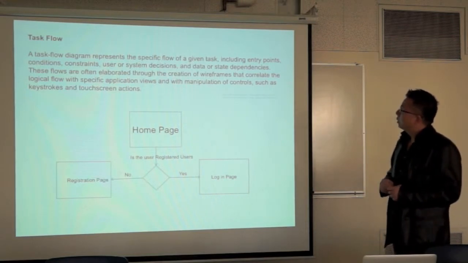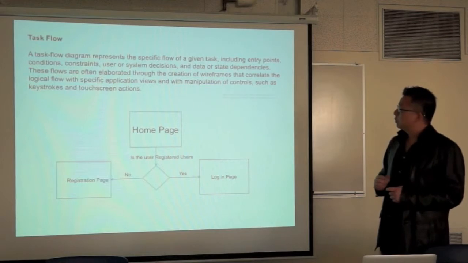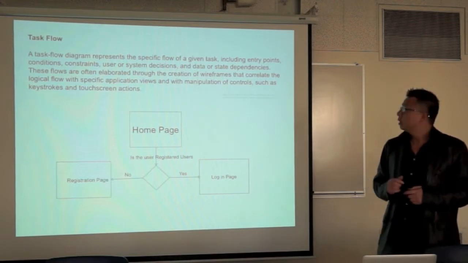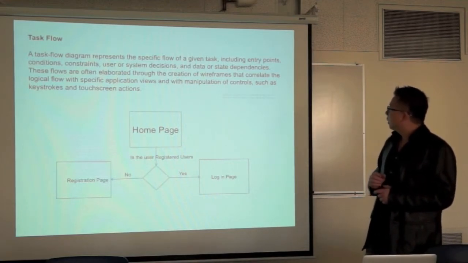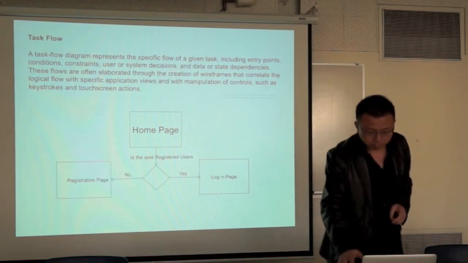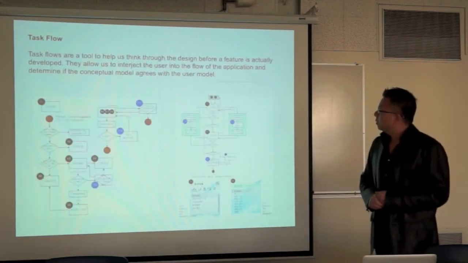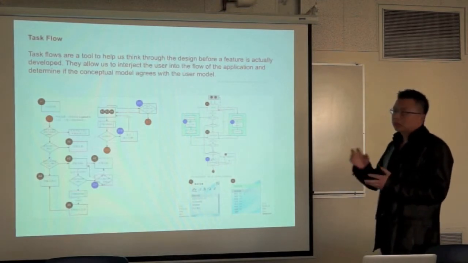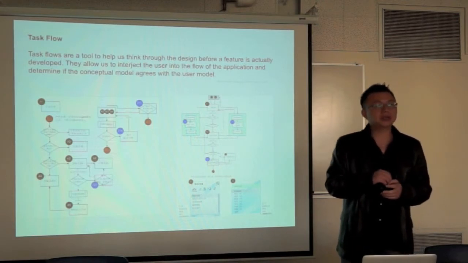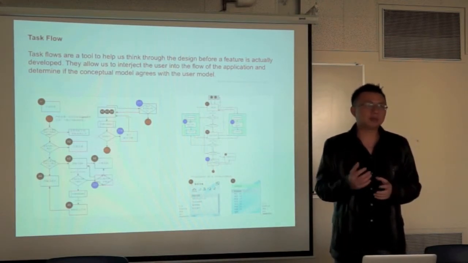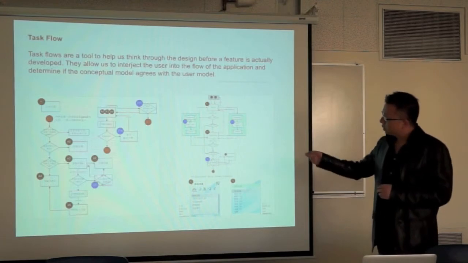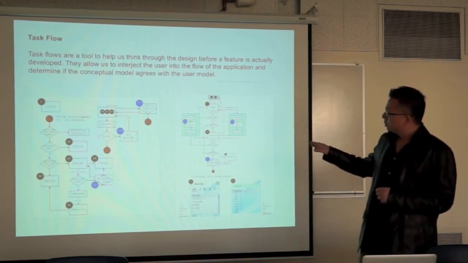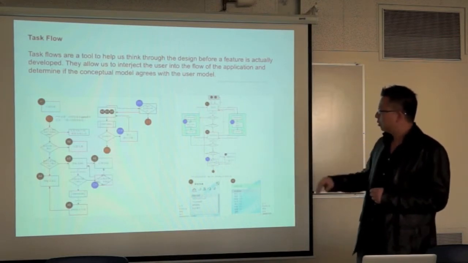A task flow represents the specific flow of a given task, including every entry point, conditions, constructions, user or system decisions and data or state dependencies. So it helps you to understand how the task is accomplished. And by doing this, you also can analyze how to make them finish a task more easily, how to best optimize your structure. These are some task flows we did before for our clients.